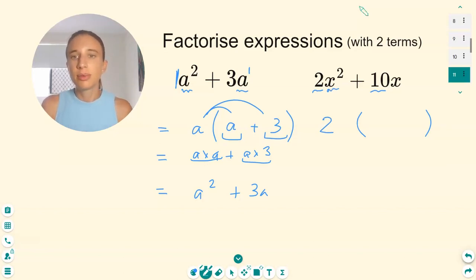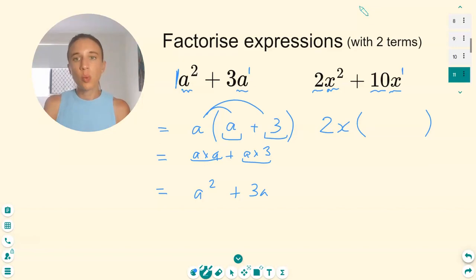Then I look at my variables. Well, what's the highest common factor here? So a bit strangely, the highest common factor is the one with the lowest power. All right. So x is going to be pulled out the front, just like a was pulled out the front here. So we've got 2x.